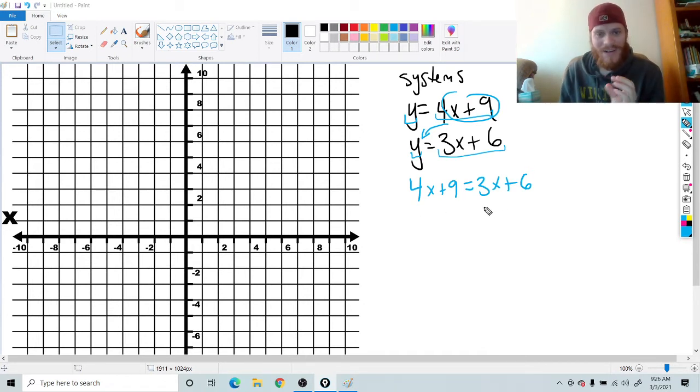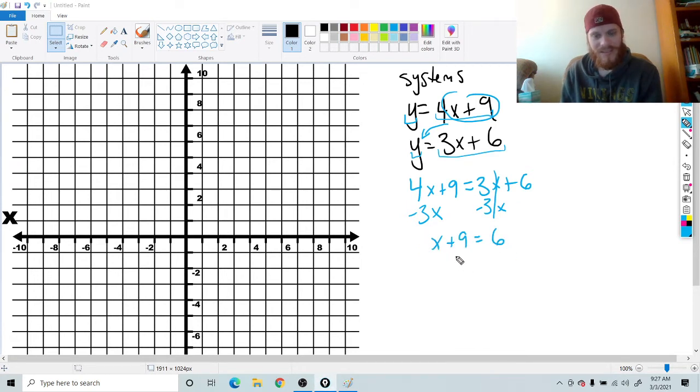First thing I'm going to do is I want to get the x term to one side. So here we go. I'm going to get rid of this. The only way to get rid of an x term is to subtract it, right? That's to get rid of it. Do that to both sides. So I now get over here 4x, take away 3x is x. x plus 9 equals 6.